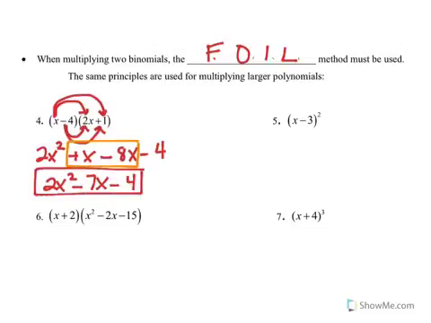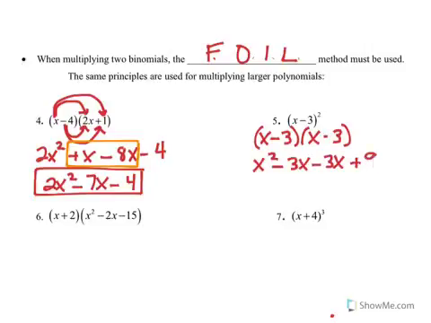Okay. How about x minus 3 squared? Some of us might be tempted to just square the x and square the 3. But remember, exponents mean multiply by itself 2 times. So this is x minus 3 times x minus 3. Now we can FOIL this guy out. I'm going to get x squared minus 3x minus 3x plus 9. When I combine like terms, I get x squared minus 6x plus 9.